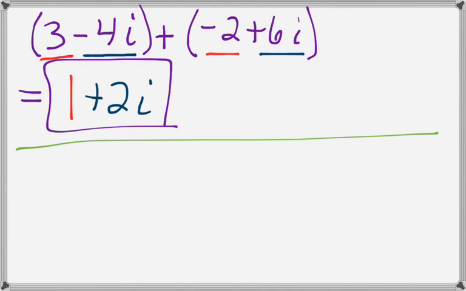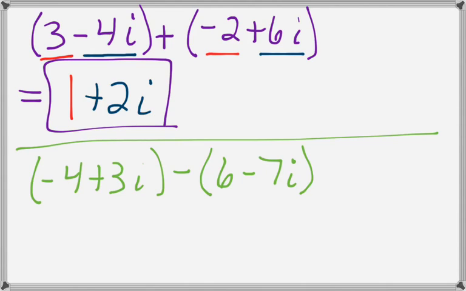Subtracting is going to be very similar. Say we want to do negative 4 plus 3i minus (6 minus 7i). The only thing that might be a little tricky is we have to remember we're subtracting both the real part and the imaginary part from the second number. So we have negative 4 minus 6 for the real parts, and we have 3i minus negative 7i, so 3i plus 7i.